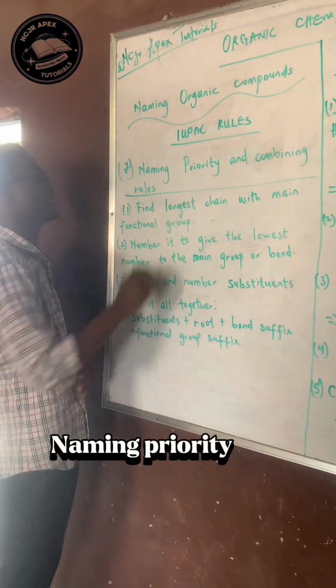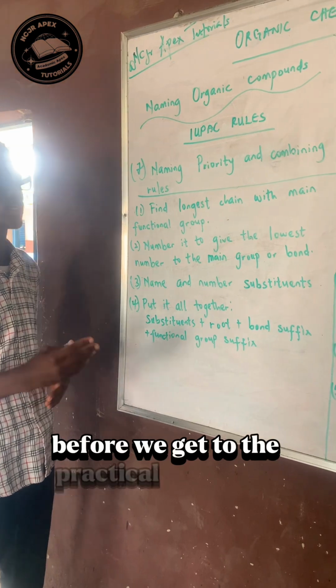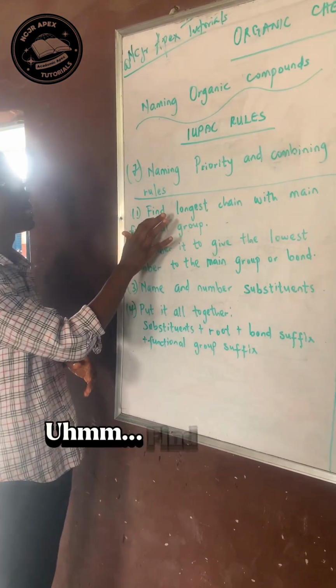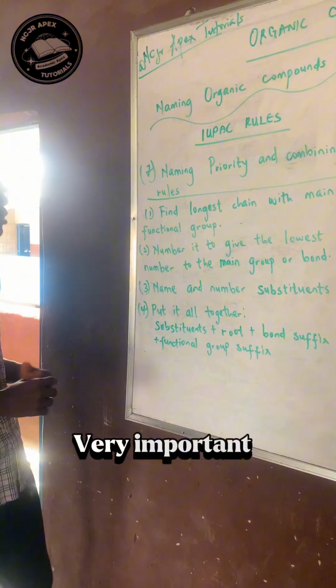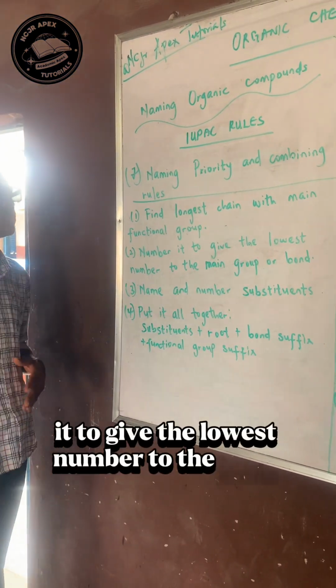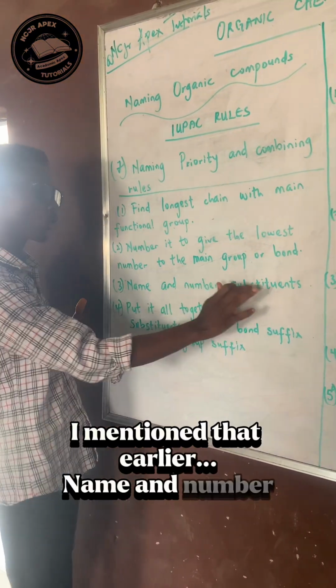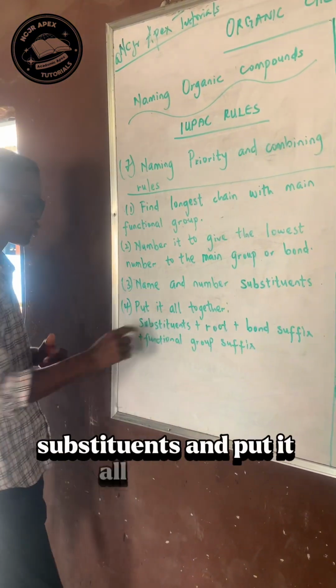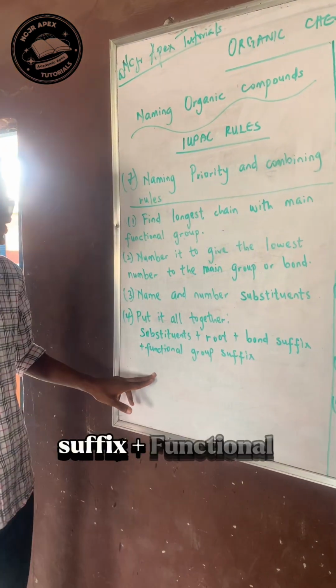Naming, priority, and combining rules. Now, this is the final section before we get to the practical examples. Find the longest chain with the main functional group, very important. Number it to give the lowest number to the main group or bond. I've mentioned that earlier. Name and number substituents and put it all together: substituents plus roots plus bond suffix plus functional group suffix.